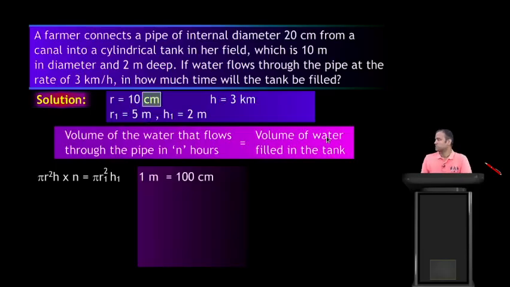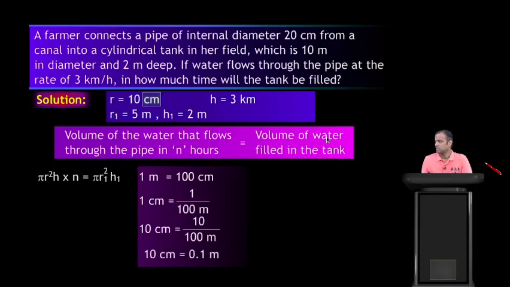So here we will use this formula. We can change all these units into centimeter, because centimeter is the smaller unit. So we have to multiply. 1 meter is 100 centimeter and 1 centimeter is 1 upon 100 meter. Again, change centimeter into meter. So it is equal to 0.1 meter.